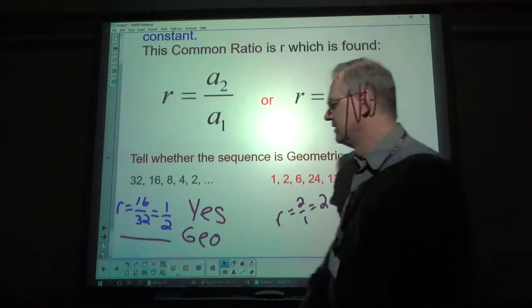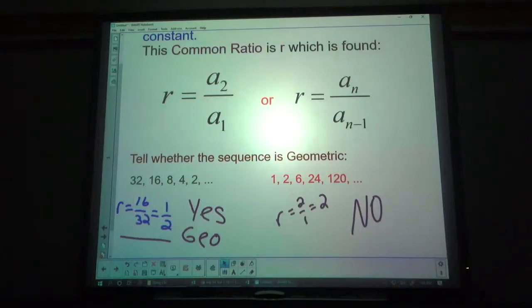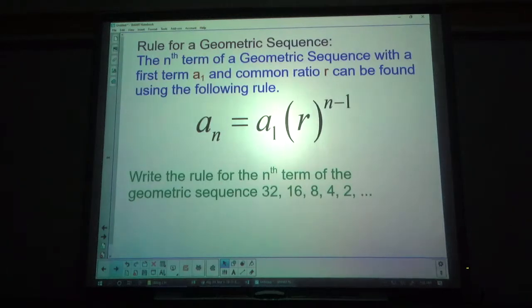All right, let's take a look at the next thing in the list here. A rule. To find a rule for a geometric sequence, the nth term of a geometric sequence with a first term a sub 1 and a common ratio r can be found using the following rule. a sub n equals a sub 1 times r to the n minus 1 power.